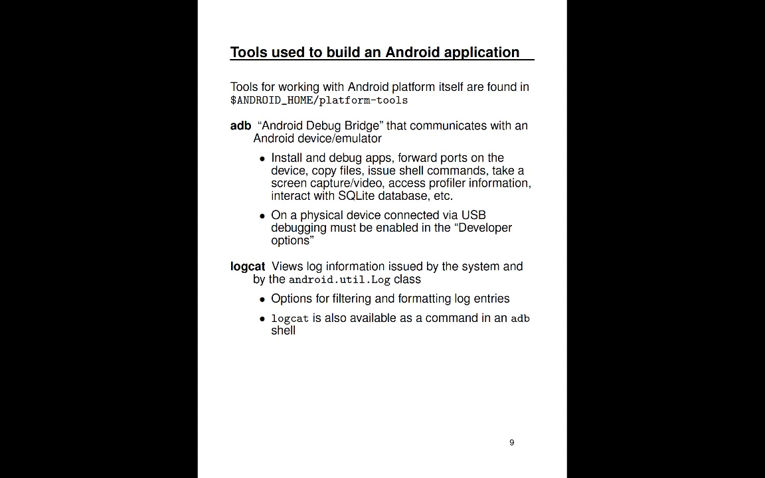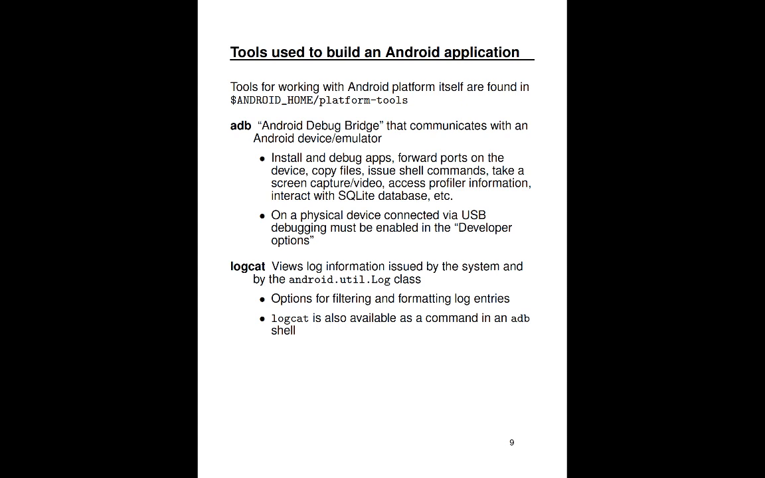And again, ADB works not only with emulated devices, but also with physical devices. So if you've got an actual physical Android device connected to your local machine using USB, you can use ADB to access that, but you have to enable developer options on the device first.